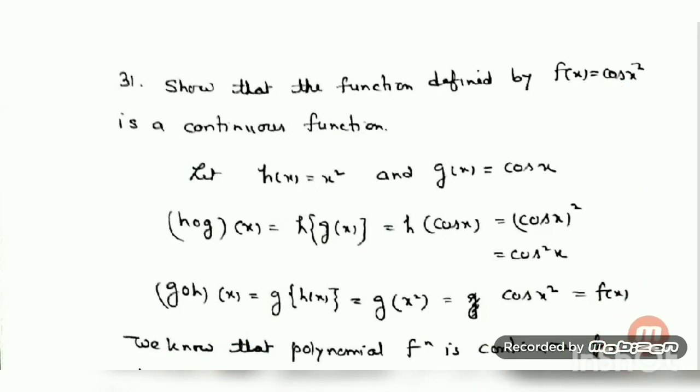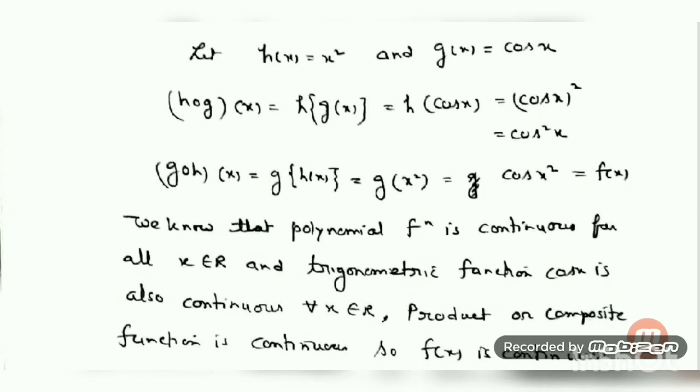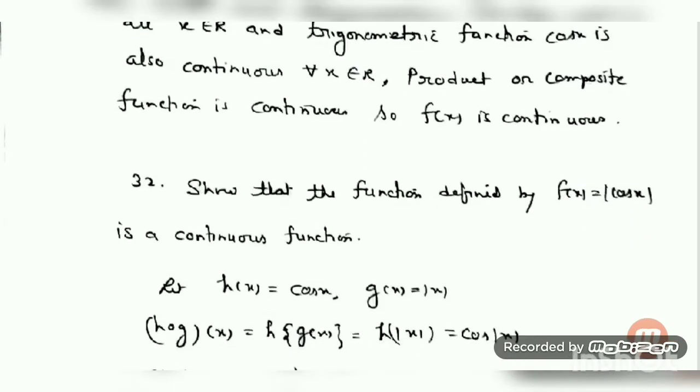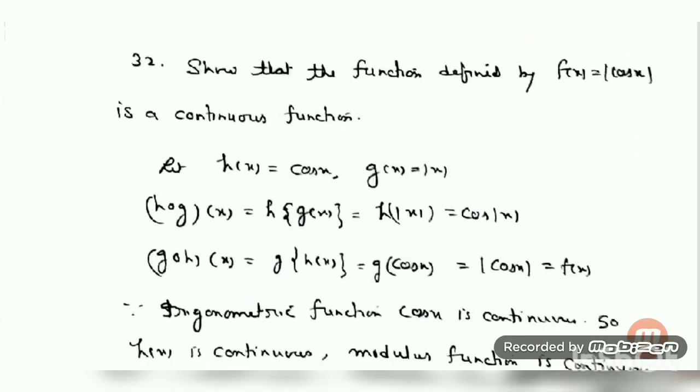Now you see we have got our required function. And now we know one result, that a polynomial function is continuous, because it is a polynomial function I have considered, and this is a trigonometric function. Trigonometric function cos x is also continuous for all x belongs to R. And product or composite function is also continuous, so f(x) is continuous. So that will complete our result.